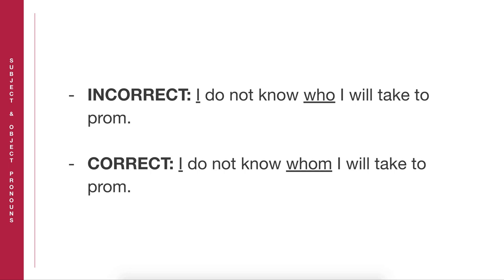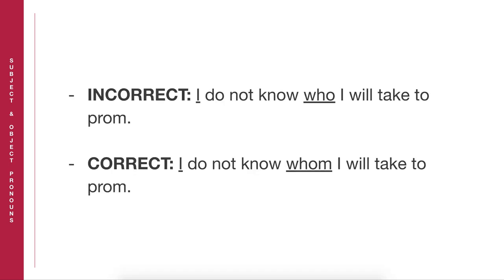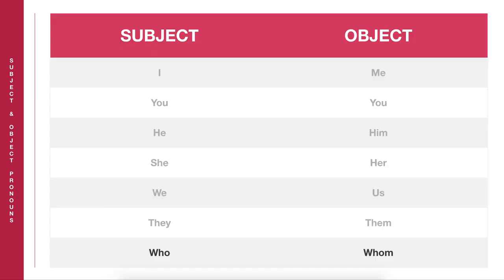And when that's the case, who then becomes whom. You can see here that the subject version of that pronoun is who. The object version of that pronoun is whom. So if we go back to our sentence, again, the correct version is, I do not know whom I will take to prom. Now, most native English speakers have a hard time with who and whom. Really, the only thing you need to know to be able to differentiate those is when you are in the subject position of the sentence, you are going to use who. When you are in the object position of the sentence, you are going to use whom.